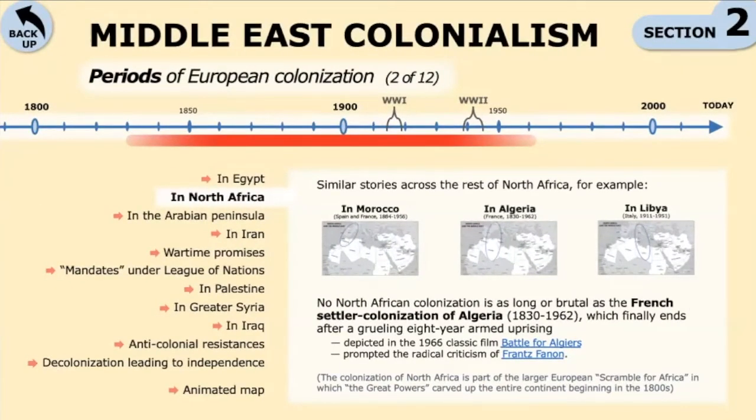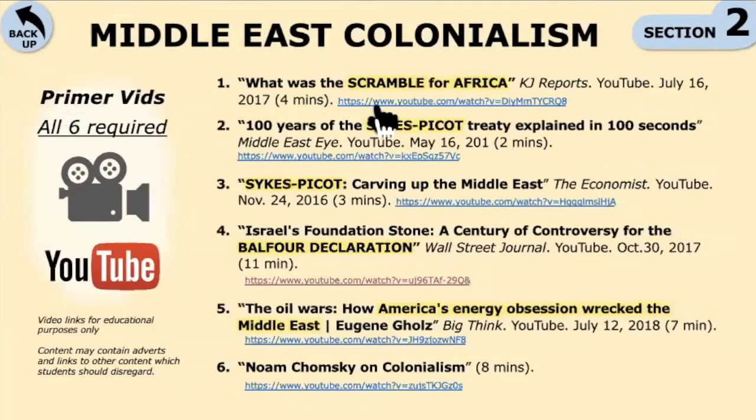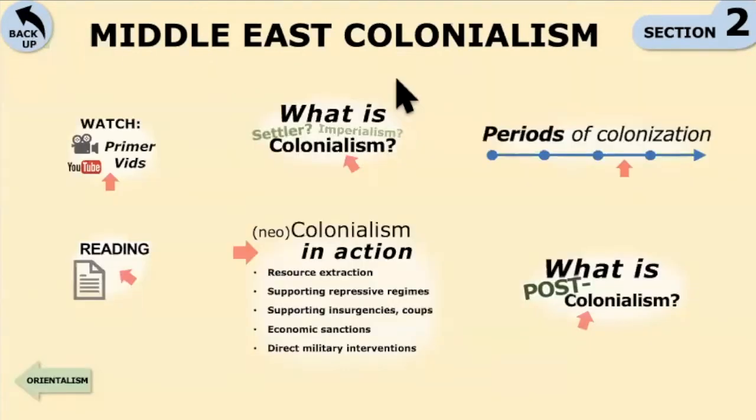So we've talked about parts of North Africa, Egypt, Morocco, Algeria, Libya, and as the note at the bottom says, this should be seen in the context of the scramble for Africa, which we learned about, or you will learn about in the short video from our video list. Remember right here, what was the scramble for Africa?